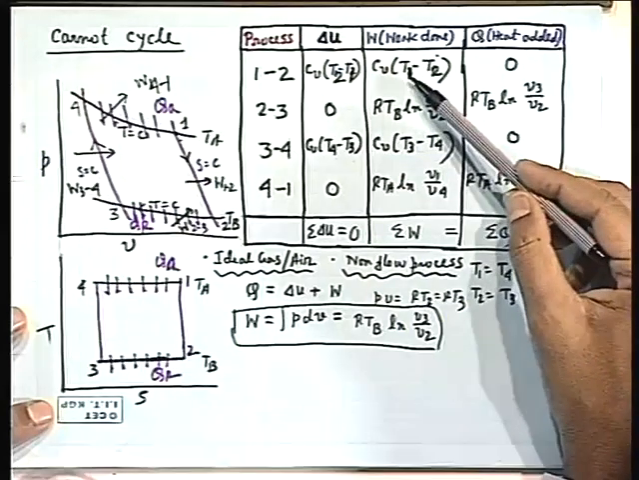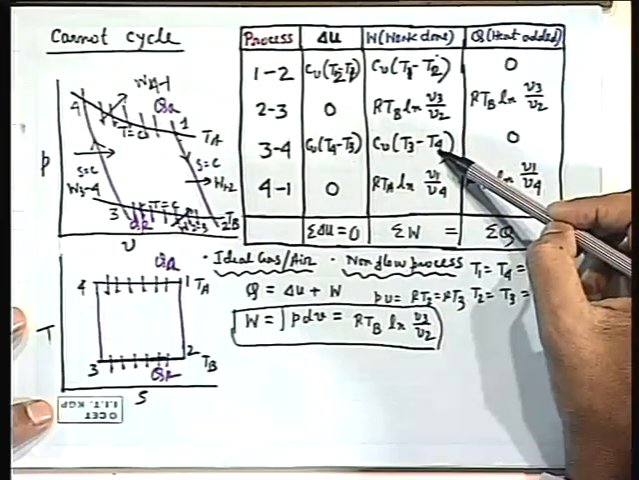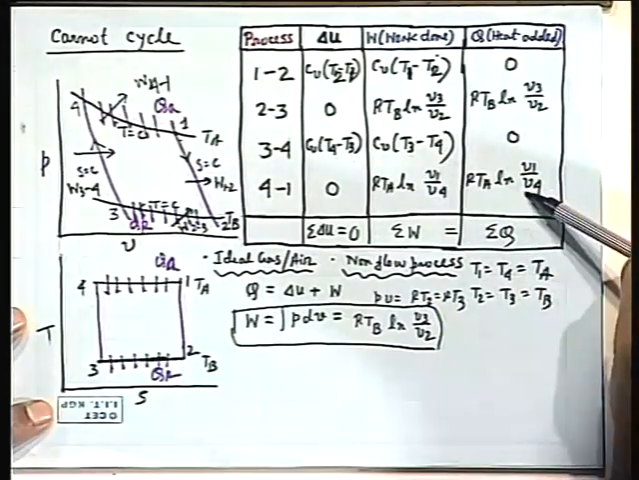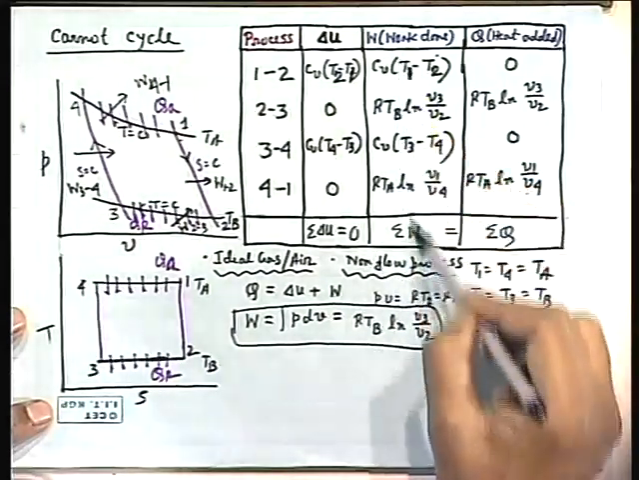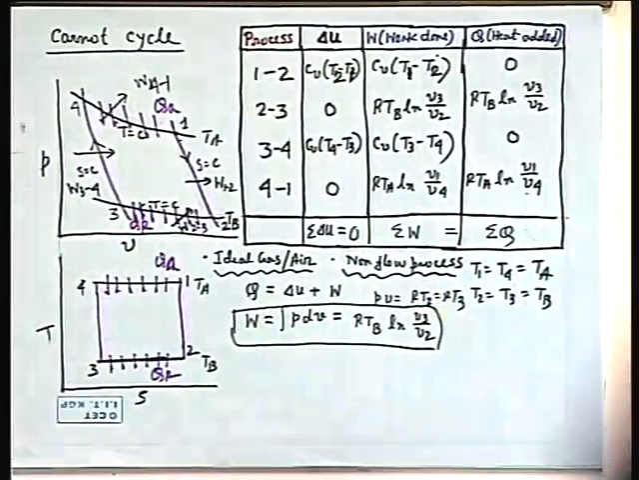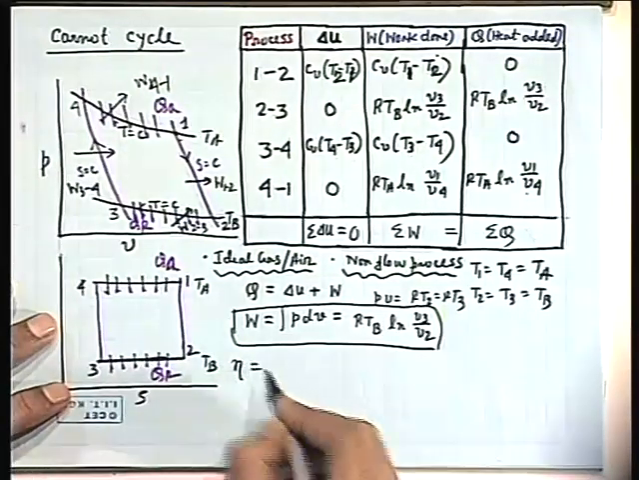If you do that, you see here also T2 is T3, T1 is T4, that means these 2 terms cancel out. So this plus this is equal to this plus this. Therefore the sum of this column is the sum of this column. If one can do these things, he can calculate whatever is asked for. But the most important thing that is asked for is thermal efficiency.